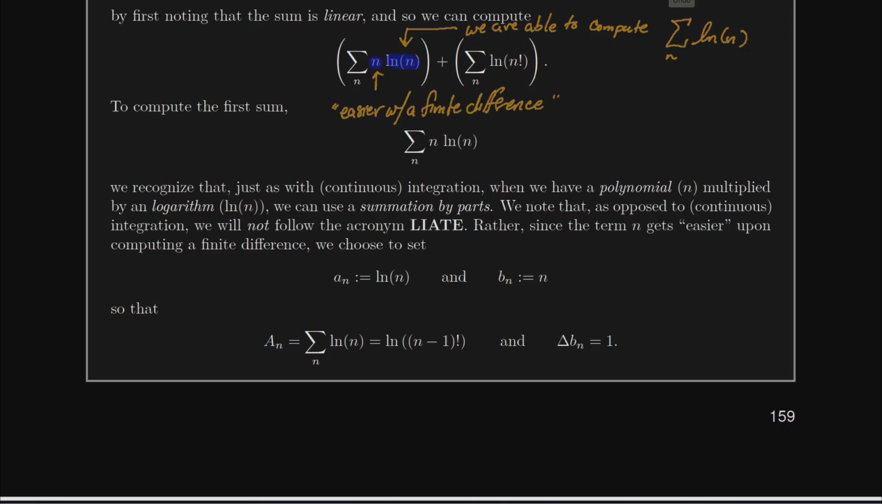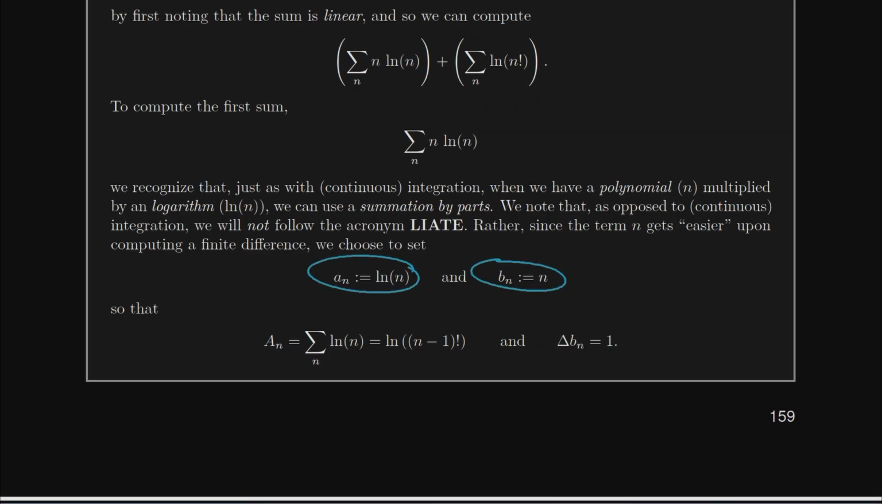So since we're able to compute that antiderivative, and it's easier to have a finite difference of n, which is just 1, we're going to choose n to be our b sub n and log to be our a sub n when we use our summation by parts formula. So that's what we've got down here, a and b, and we go ahead and calculate capital A. We know from our log rule that it will just be log of n minus 1 factorial, and maybe everybody's favorite finite difference to compute is the difference of n itself, which is just 1.